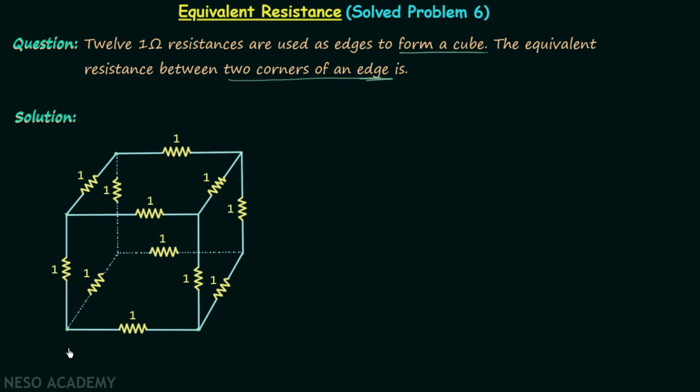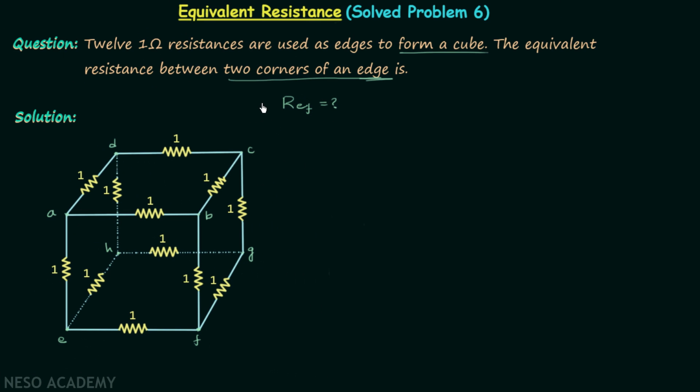So we will take these two corners of this edge and we will first name all the corners. Let's say this corner is corner A, this corner is corner B, this one is C, this one is D, this one here is E, this one is F, here we have G corner, and the last one is H corner, and we are required to calculate the resistance between corner E and corner F. So we want to calculate the equivalent resistance R sub EF.